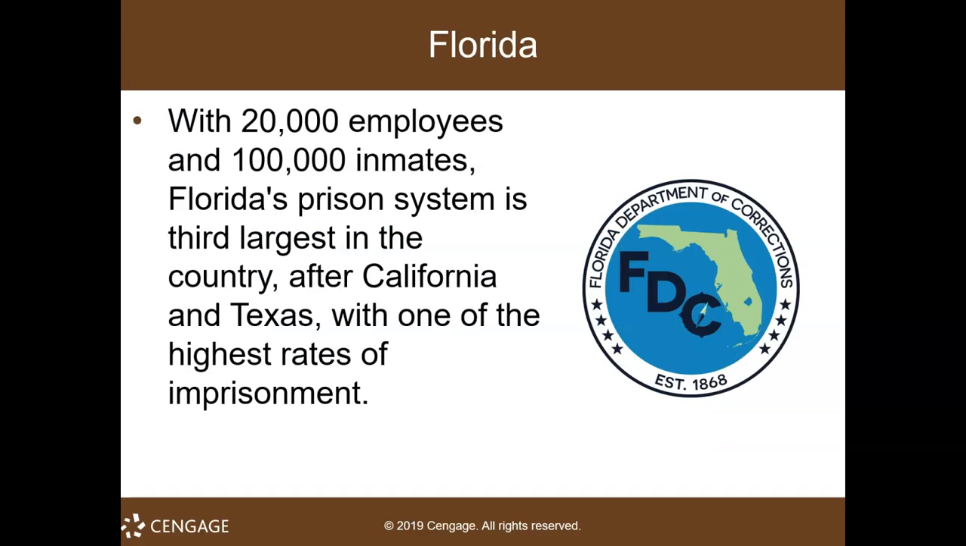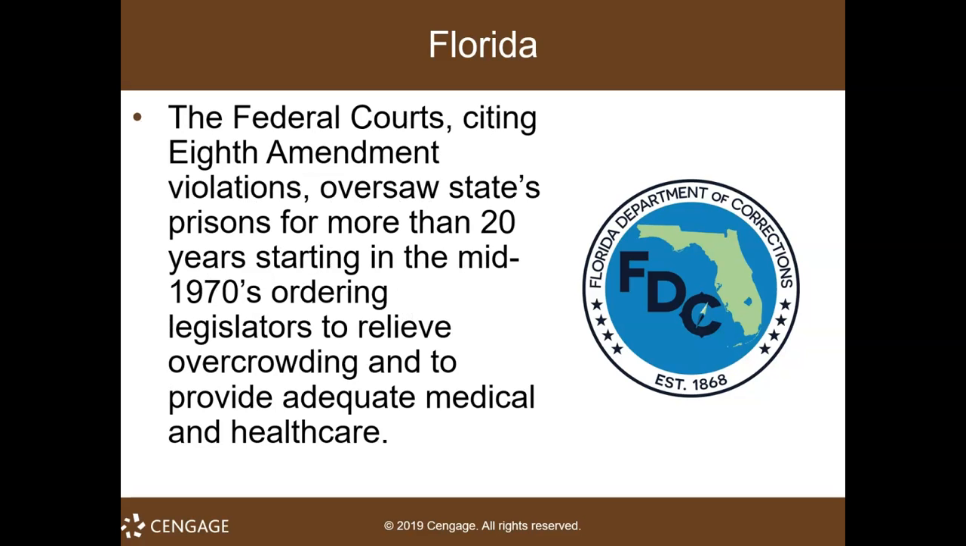All right, so what about Florida? So with 20,000 employees and 100,000 inmates, Florida's prison system is the 3rd largest in the country after California and Texas, with one of the highest rates of imprisonment. And so there, federal courts, when they took a look at Florida's prison system, did cite 8th Amendment violations.